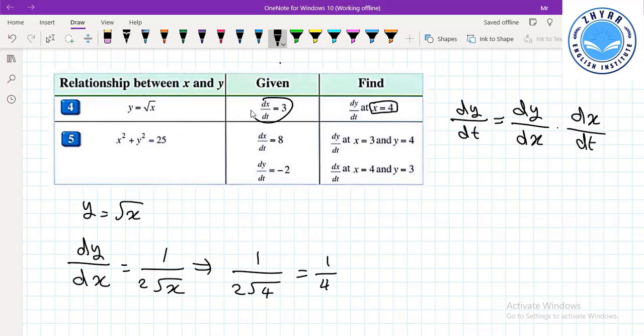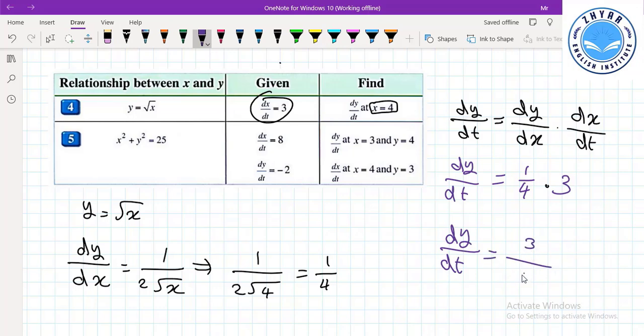And dx dt is already given. It's equal to 3. So let's make the answer clear. dy dt equals dy dx, which I found, it's 1 over 4, multiplied by dx dt, which is given, it's 3. The result is dy dt. Multiply these, dy dt is equal to 3 over 4. Finished. We found the value of dy dt.